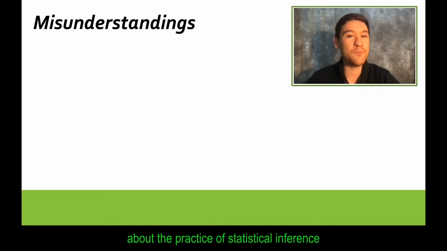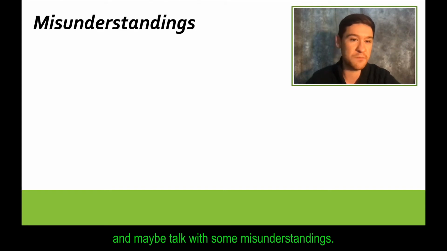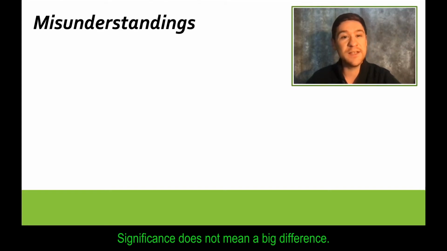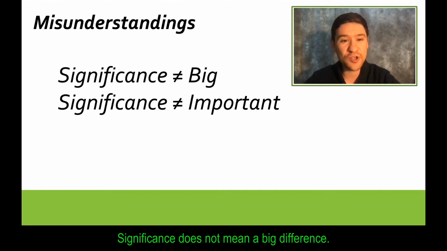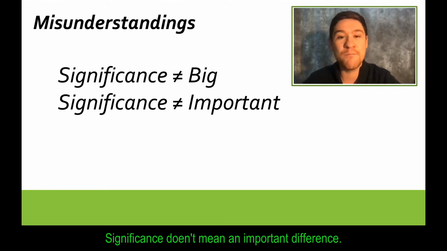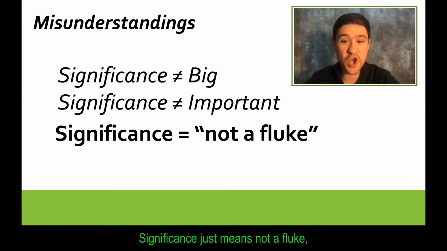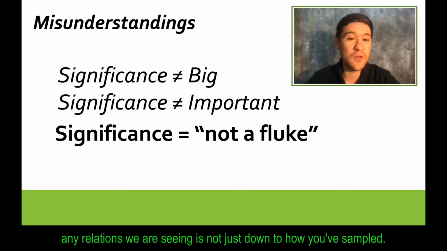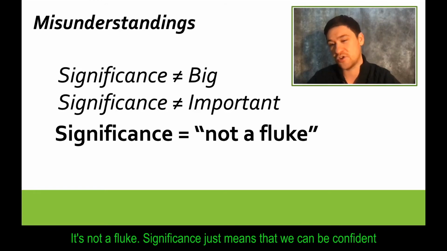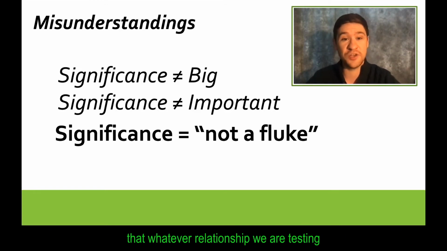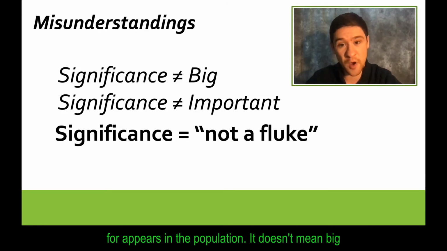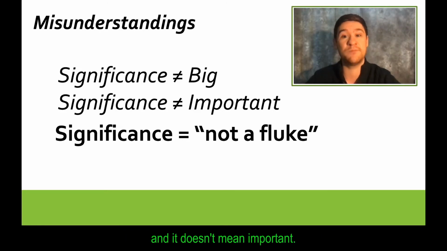I'd like to talk now about the practice of statistical inference and maybe talk about some misunderstandings. Significance does not mean a big difference. Significance doesn't mean an important difference. Okay? Significance just means not a fluke. Any relationship we are seeing is not just down to how you've sampled. Significance just means that we can be confident that whatever relationship you're testing for appears in the population. It doesn't mean big and it doesn't mean important.